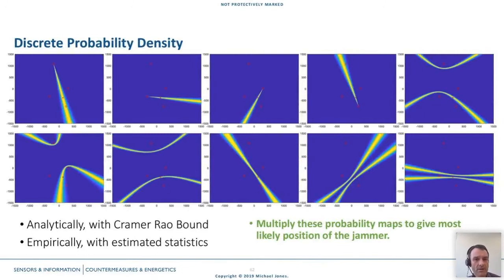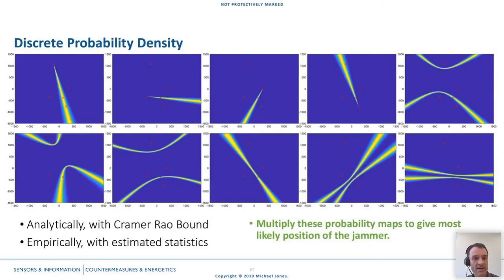So the first 4 going along the top are your lines of bearing from an angle of arrival technique. And the last one on the right hand side at the top, and the ones all along the bottom, are your time difference of arrival measurements. So those are your hyperbolas. And you can see at the ends of the hyperbola tails, they start to broaden out a little bit as you get further away from the focal point, if you like. But those are all probability maps.